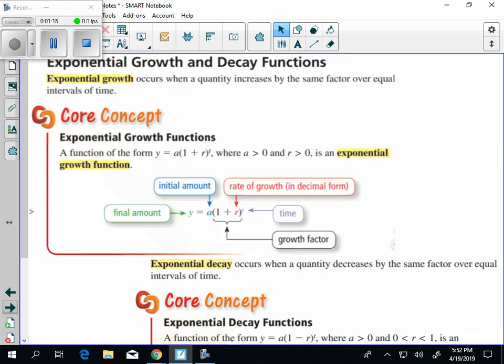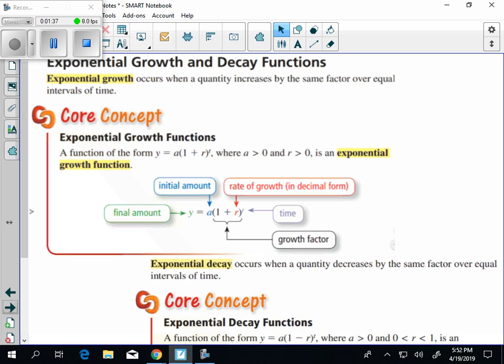So, to hop right into this, we're going to look at the basic form for exponential growth and exponential decay functions. An exponential growth function occurs when a quantity increases by the same factor over equal intervals of time. We've already looked at a lot of exponential functions. This is just when our base is bigger than 1.